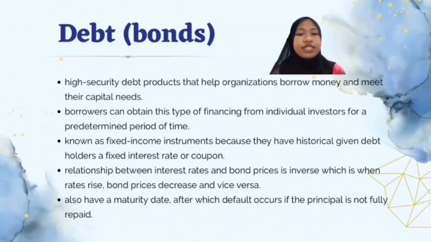The counterpart to equity in capital structure is debt, and an example of it is a bond. Bonds are high-security debt products that help organizations borrow money and meet their capital needs. Borrowers can obtain this type of financing from individual investors for a predetermined period of time. Bonds are known as fixed income instruments because they have historically given debt holders a fixed interest rate, or coupon. It is also rather typical these days to find variable or floating interest rates. The relationship between interest rate and bond price is inverse: when rates rise, bond prices decrease, and vice versa. Bonds also have a maturity date after which default occurs if the principal is not fully repaid.